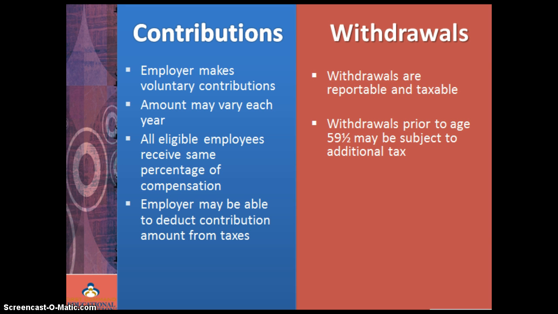Contributions and withdrawals. The employer makes voluntary contributions to the employee's account. Contributions can vary each year, and all eligible employees receive the same percentage of compensation. The employer making the contributions to the SEP may be eligible to deduct the amount from his or her taxes. Withdrawals from SEP IRAs are reportable and taxable. You can withdraw assets from a SEP IRA without additional tax once you have reached age 59 and a half.